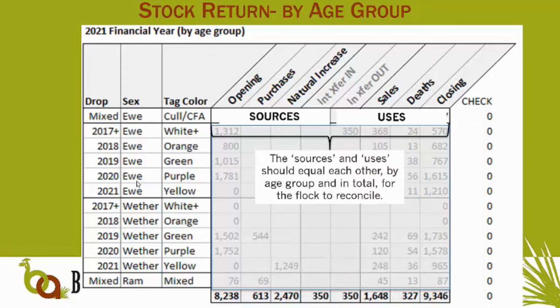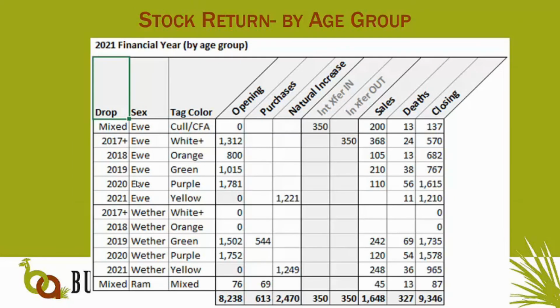And we can divide this table, the stock flow, up into sources and uses. So your sources are your openings, your purchases, your natural increase and any transfers in. Uses of stock are transfers out, sales, deaths and closing. You need your flock to be able to reconcile by class or age group and overall. And for it to reconcile, the sources need to match the uses. So your opening, purchases, natural increase and transfers in added up matches the transfers out, sales, deaths and closings. When that happens by class and overall, then the flock does reconcile.